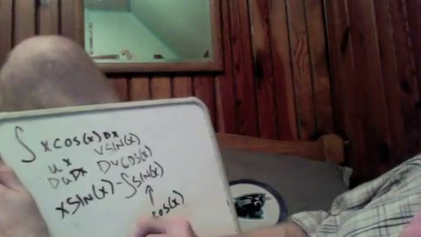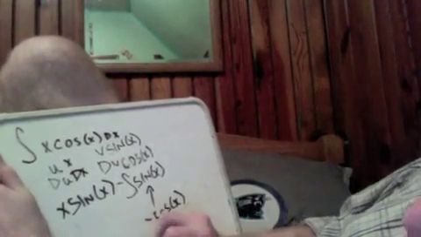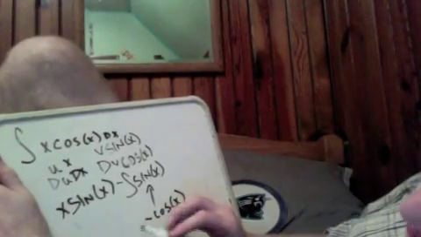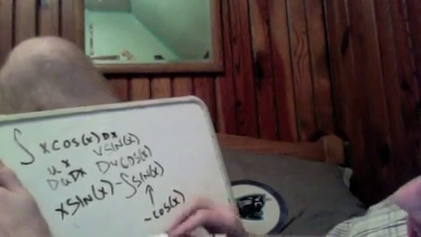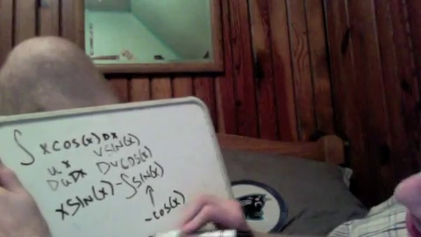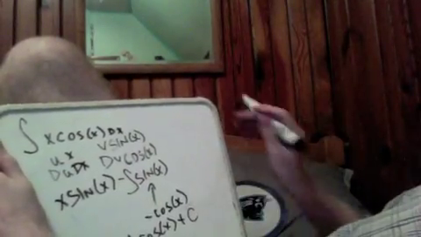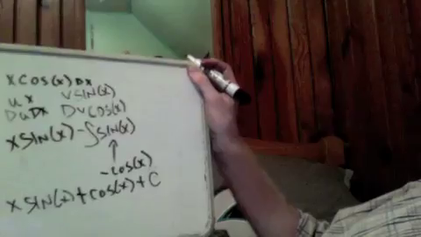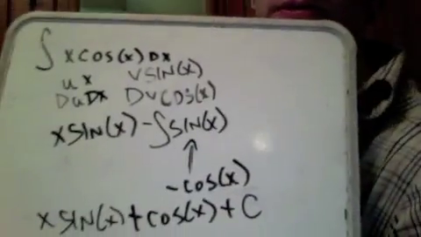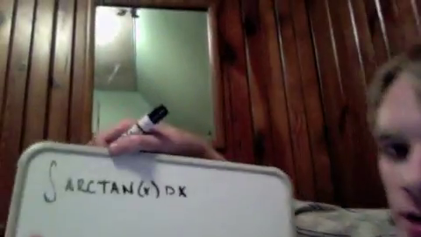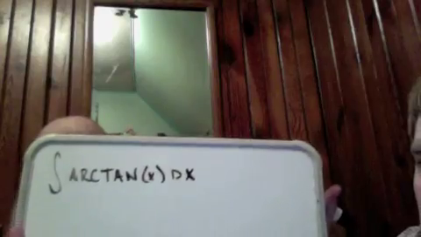So what you're going to get is x sine x plus cosine x plus, of course, your integration constant, as you see. And after that, you're done. So you're going to see that's the final solution. Okay, here's one a lot of people won't really see off the bat and what you're going to actually do.